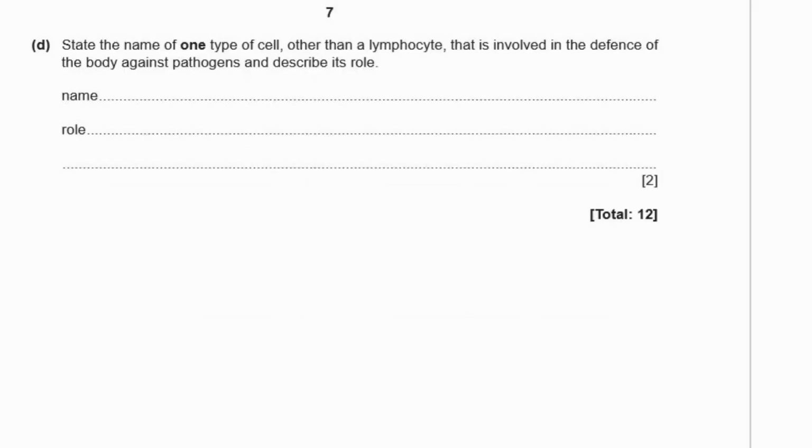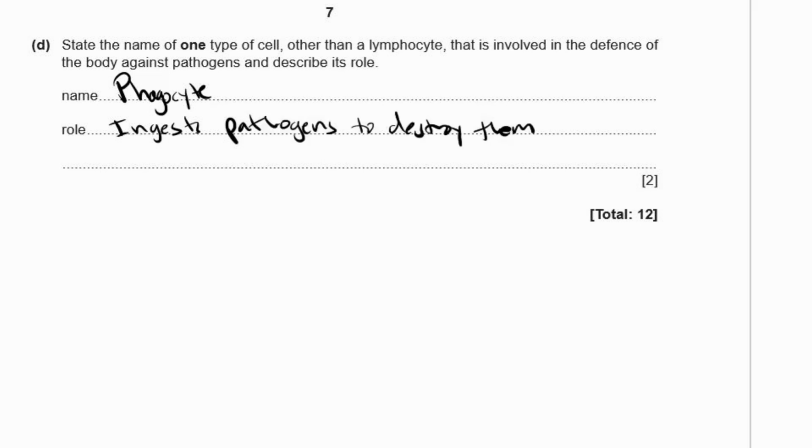And D, state the name of one type of cell other than a lymphocyte that is involved in the defense of the body against pathogens and describe its role. Okay, there's lots of different cells you could put down. One that you could do is a phagocyte. And the purpose of this is it ingests the pathogens to destroy them. Avoid words such as eats or attacks. It doesn't eat the cells or the pathogens in the same way that you eat a hamburger, and it doesn't just attack them. It doesn't use weapons or that sort of thing. It does ingest them with phagocytosis.